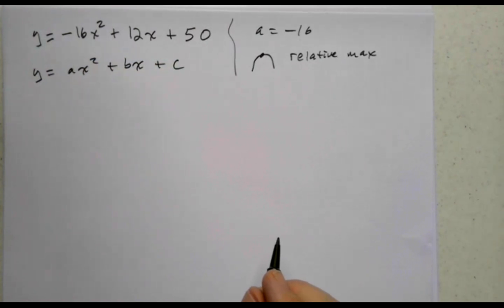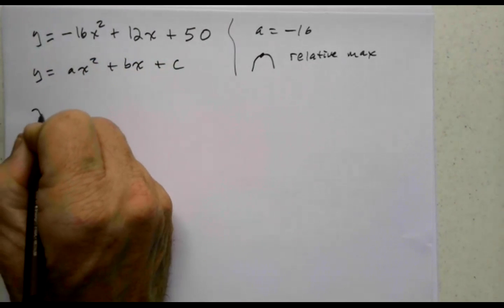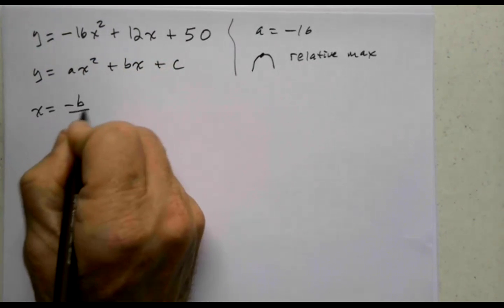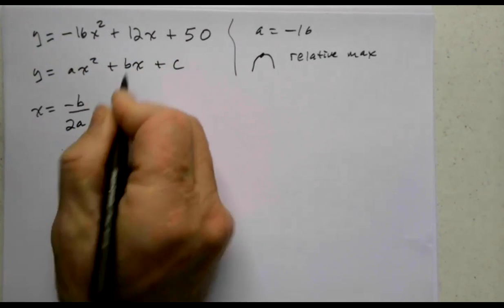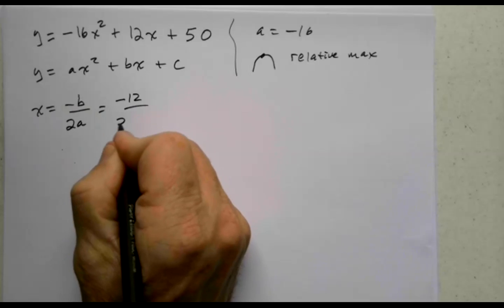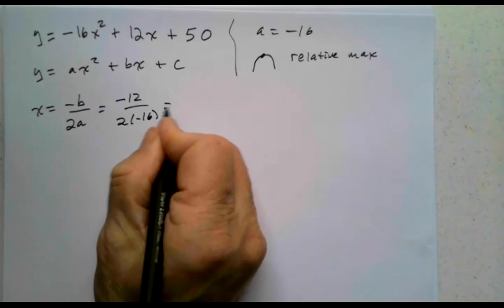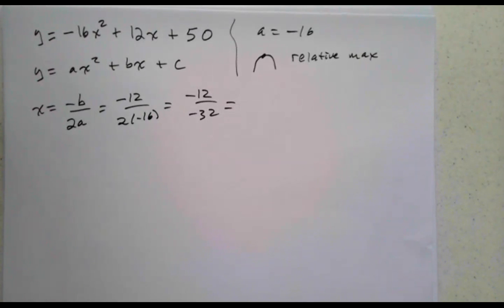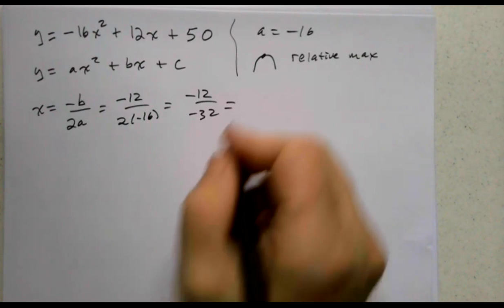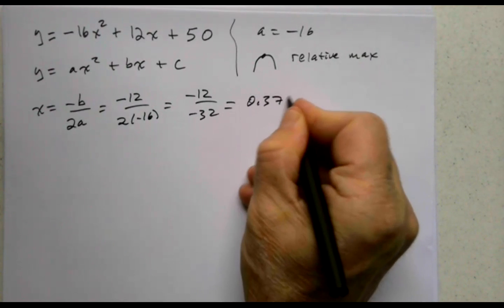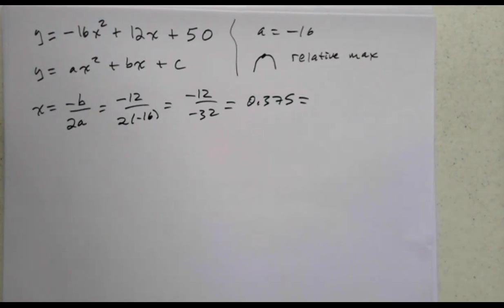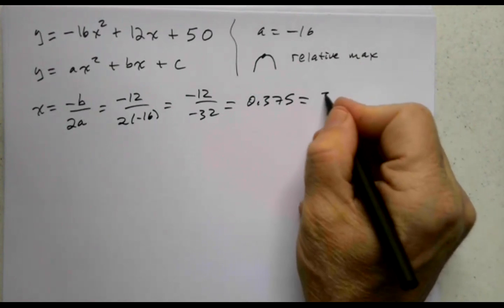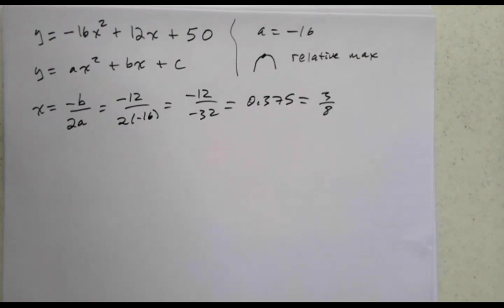Now, where is the vertex? The vertex is at the form x equals -b over 2a. So I get -b, -12 over 2 times -16, -12 over -32. What does that reduce to? Well, we get 0.375. As a fraction, that's the same thing as 3/8. So 3/8 of a second after her soft toss is at its maximum height. And then boom, and then it starts falling.